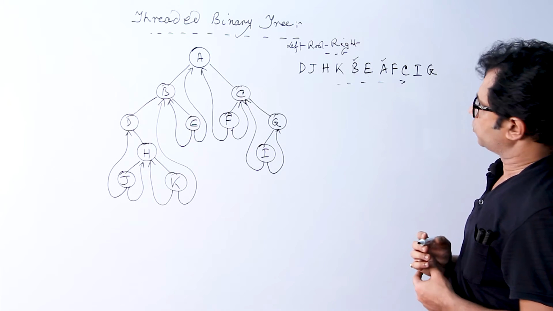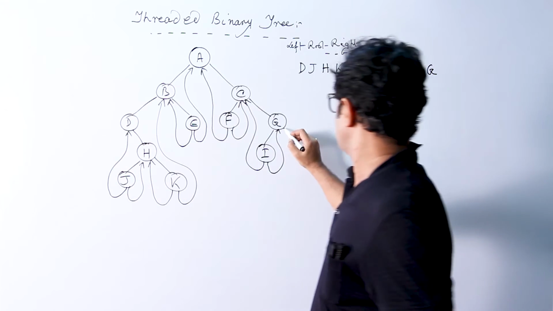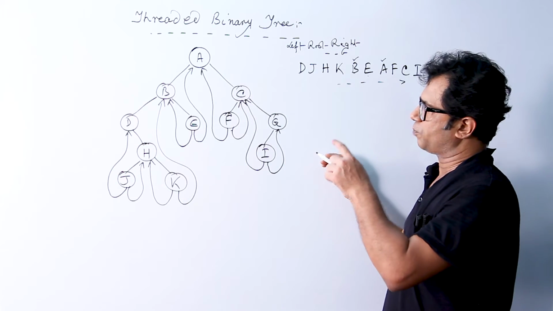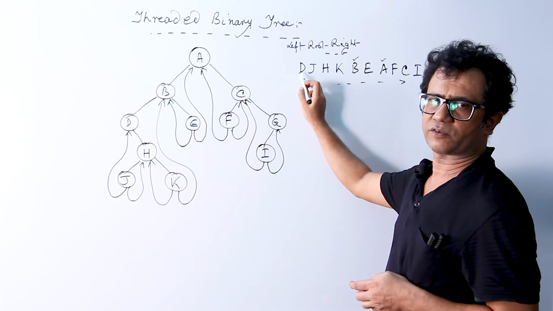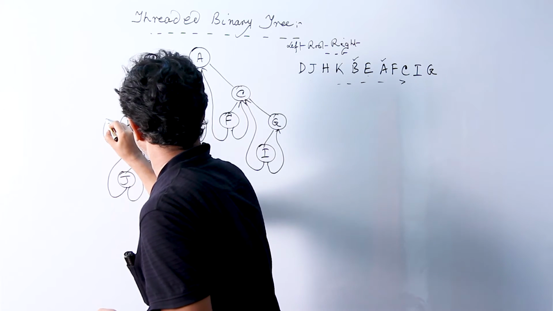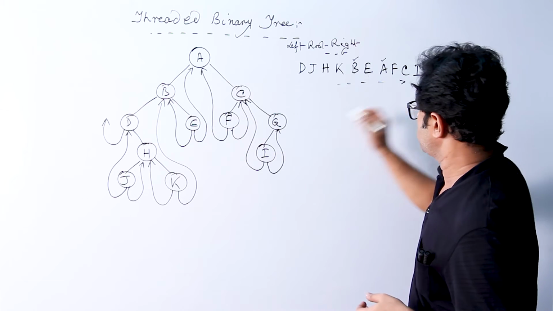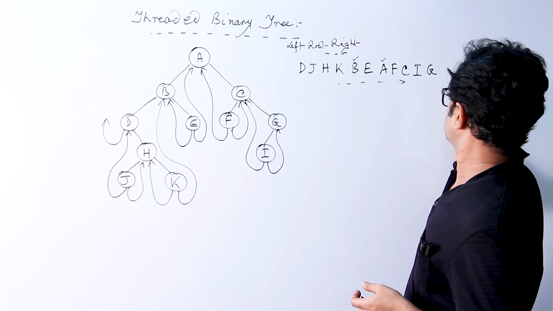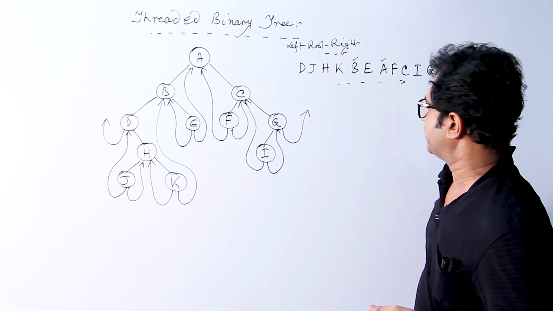No, we are not done with all the threads, because D has one left null pointer and G has one right null pointer. Since D has no inorder predecessor because it is the first in the traversal sequence, the left null pointer will be a thread, but this thread will be called a dangling thread. And similarly for G, since there is no inorder successor, the right null pointer of G will again be a dangling thread.